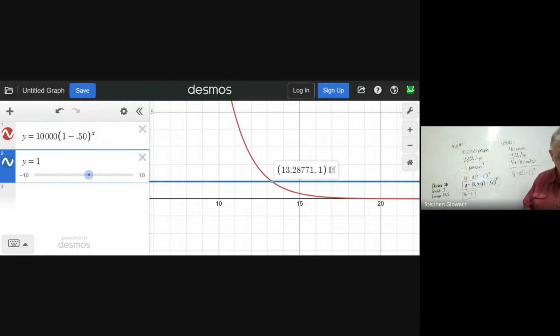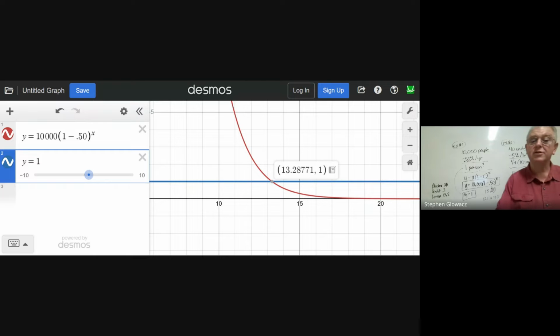And so they want us to round to the nearest tenth, and we can see that that is 13.28. And so remember when we round to the nearest tenth, it's either going to stay 13.2 or go up to 13.3. Well, how do we know? We look at the next number.